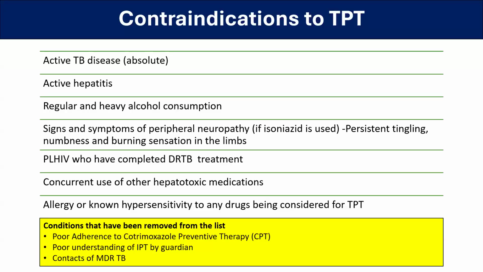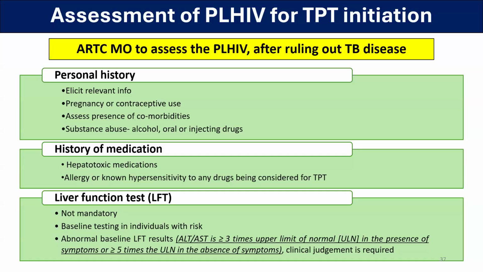There were some changes to the previous guidelines. What has been removed from the list: poor adherence to CPT is not a contraindication, and poor understanding of IPT by the guardian is not a contraindication. Contacts of MDR-TB is not a contraindication for TPT. These were there in the earlier guidelines, so they have been removed from the list of contraindications.